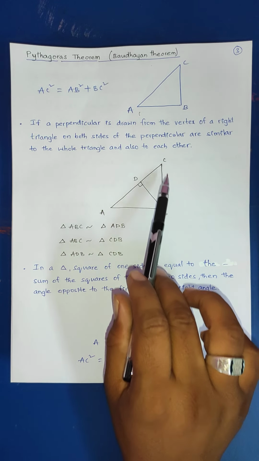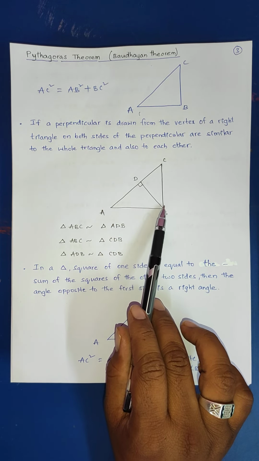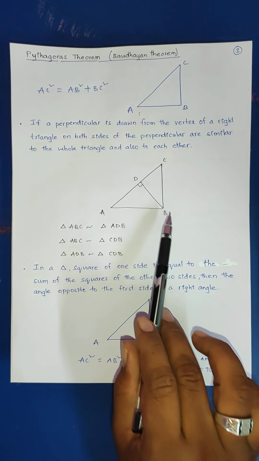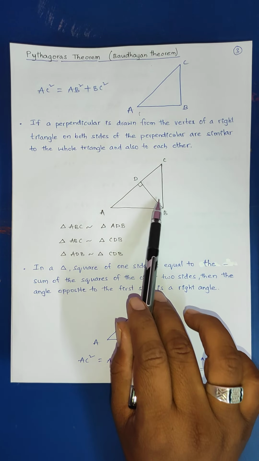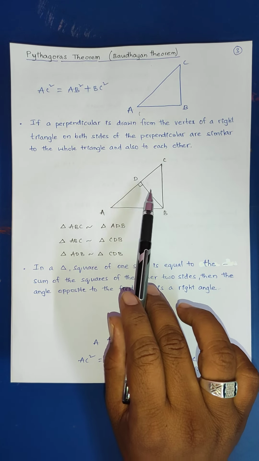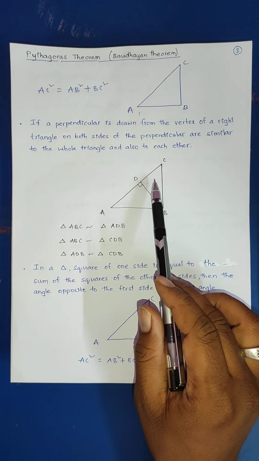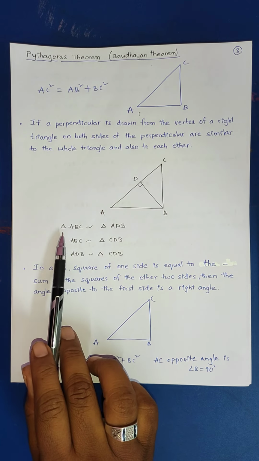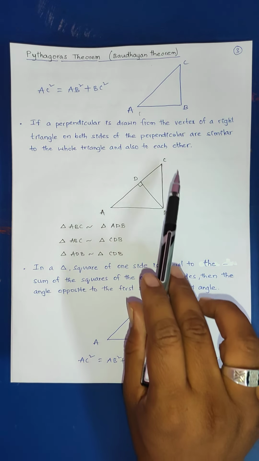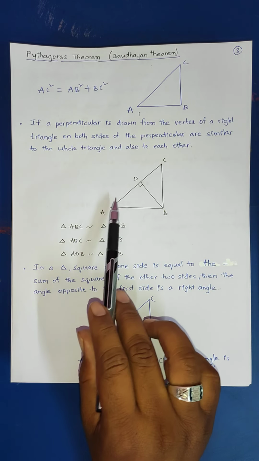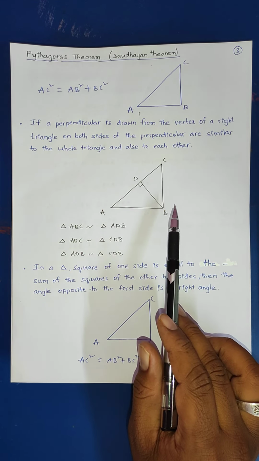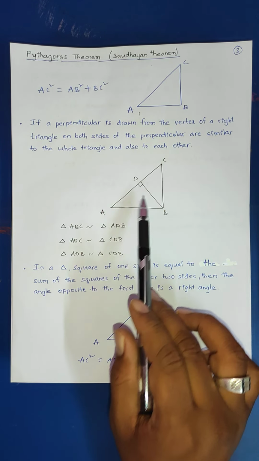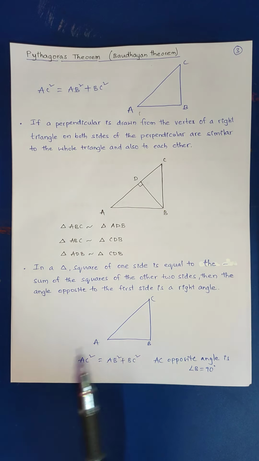Next, if a perpendicular is drawn from the right angle vertex of a right triangle to the hypotenuse, the triangles on both sides of the perpendicular are similar to the whole triangle and also to each other. For example, in a right angled triangle, you draw a perpendicular from the right angle to the hypotenuse. It divides the triangle into two triangles. Triangle ABC, the biggest triangle, is similar to ADB as well as CDB, and these two triangles are also similar to each other.